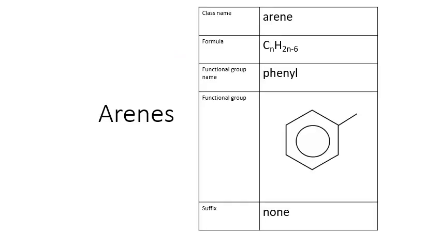Then we have the arenes, which we just touched on. That's CnH2n-6. The functional group name is called the phenyl, and that's what it looks like. It looks a bit weird, okay? We're going to explain why it looks a bit weird soon. And it doesn't have any suffix.